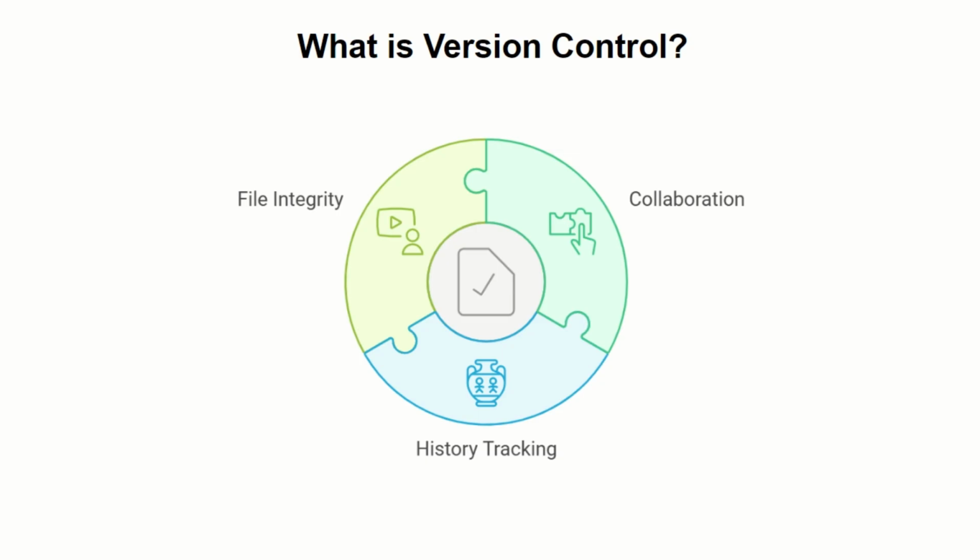Version control is a system that helps you keep track of changes made to a file or a set of files over time. It allows you to save versions of your work so you can go back to an earlier version if something goes wrong. It also helps you work on the same project with other people without overwriting each other's work. It helps you to enable collaboration, track history, and ensure integrity of files.